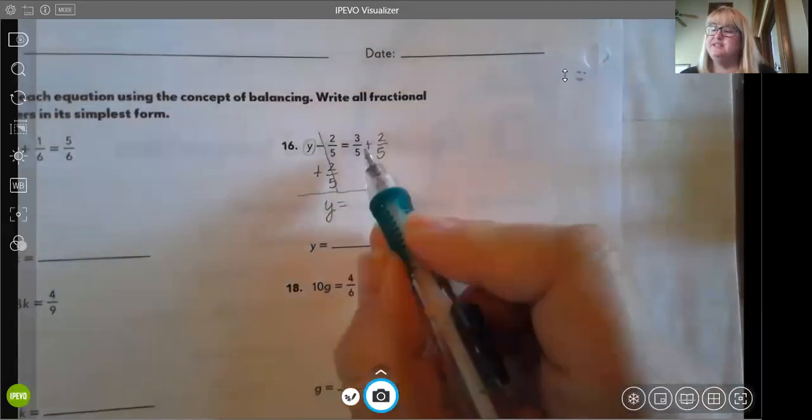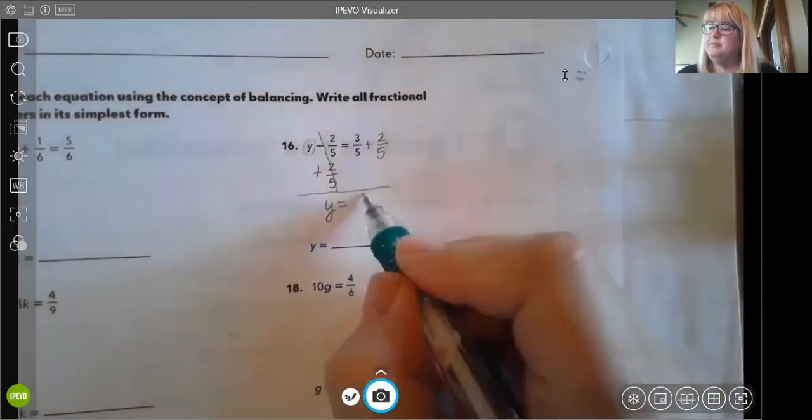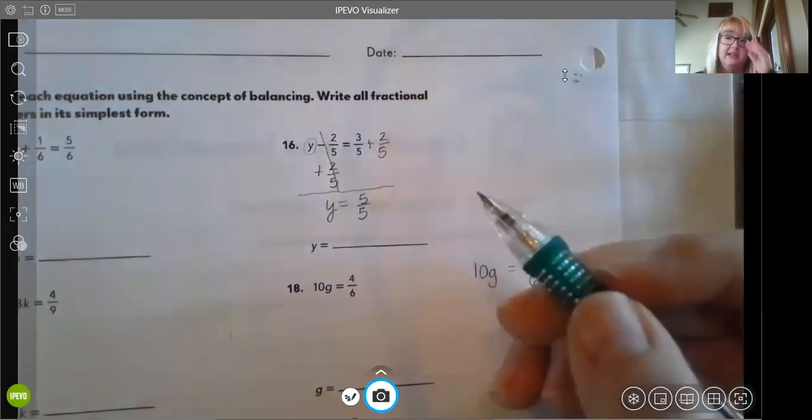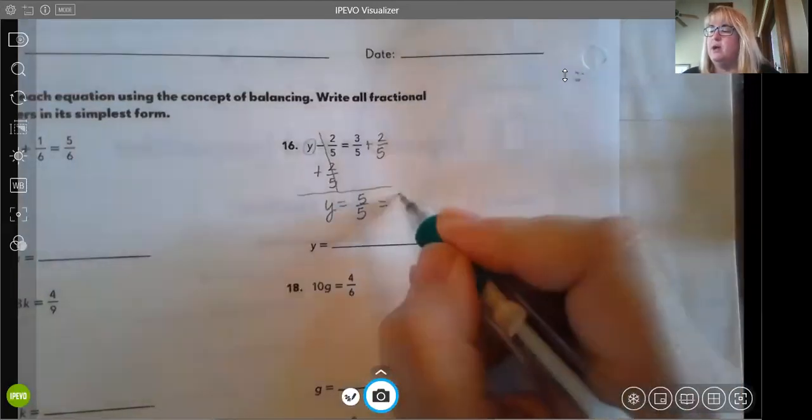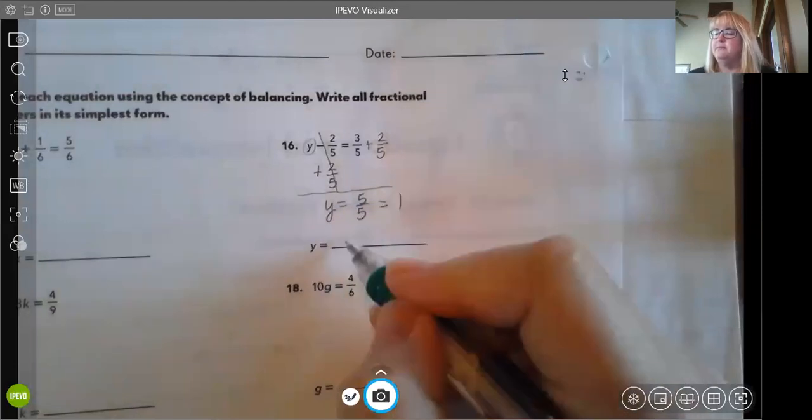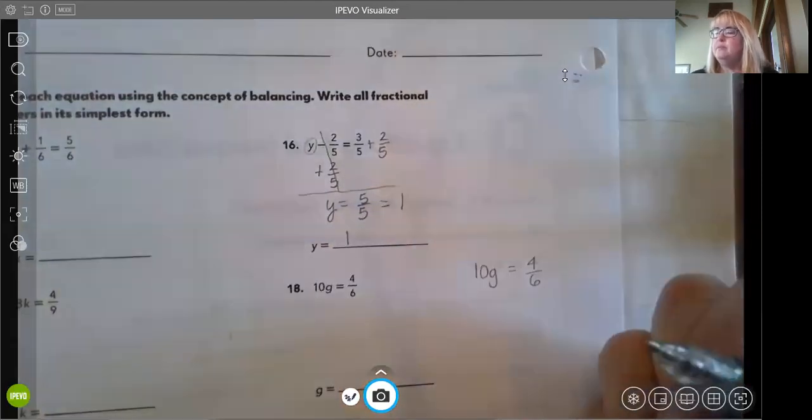3/5 plus 2/5 is 5/5. 5/5 is not in simplest form, but 5/5 simplified is 1. So y equals 1. Okay.